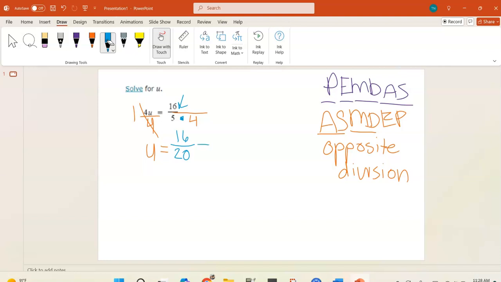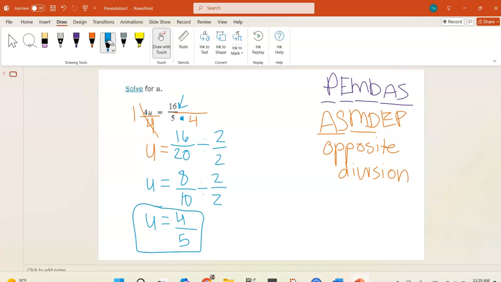So if I divide 2 into the numerator and the denominator, then I can simplify that fraction. 2 will go into 16 8 times. 2 will go into 20 10 times. Well, those are still both even numbers, so I can simplify that fraction again. 2 will go into 8 4 times. 2 will go into 10 5 times. That fraction will not simplify any further. So my final answer here is U is equal to 4/5.